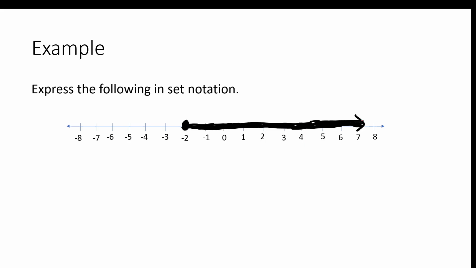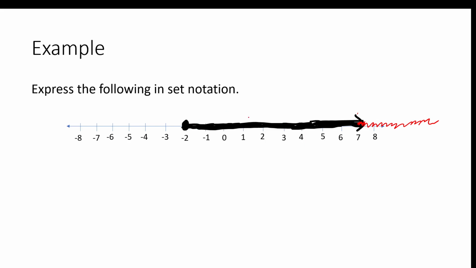When we see this arrow on the end here, what that means is that we're going to keep on shading in the numbers forever and ever. Now, what we're going to try and do here is write out the set of every single number that's being shaded in.